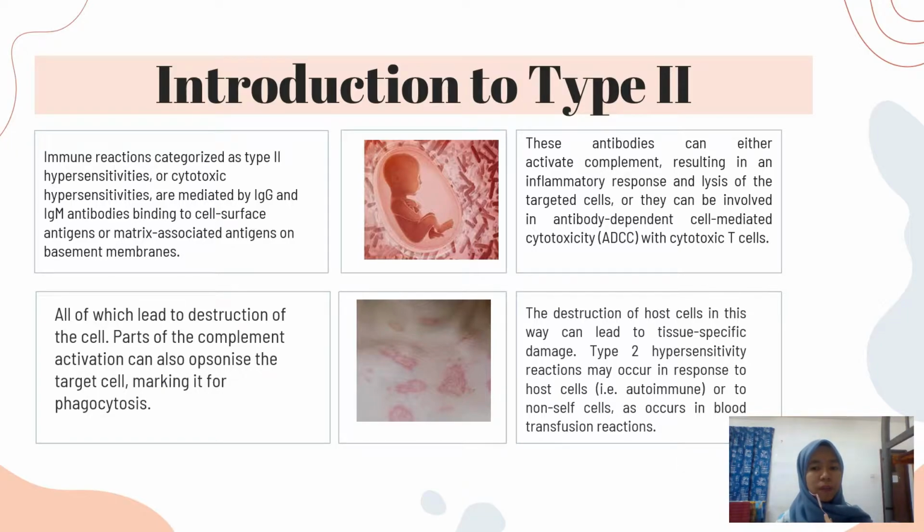Parts of the complement activation can also opsonize the target cells for phagocytosis. The destruction of whole cells in this way can lead to tissue-specific damage. Type 2 hypersensitivity reactions may occur in response to host cells, such as in autoimmunity, or to non-self cells, as occurs in blood transfusion reactions.